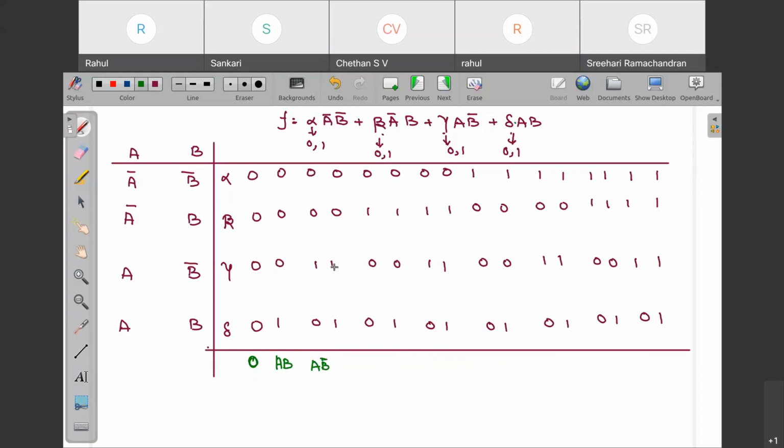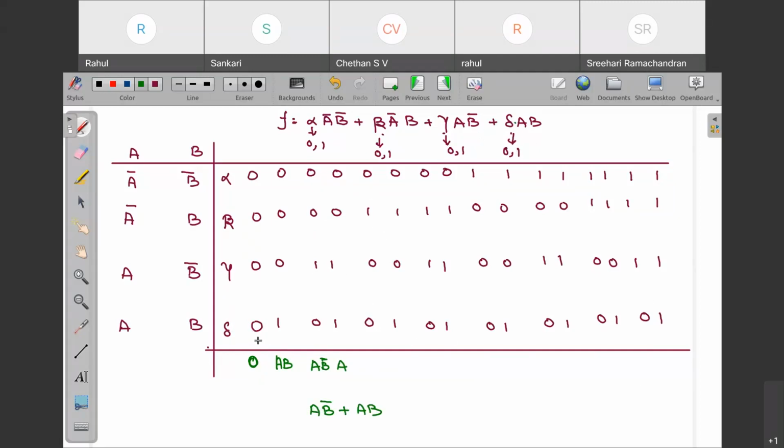Over here you can see that gamma is 1, delta is 1. So if you look at these two, it will come out to be A. This will be AB complement plus AB. You take A common, so that you will be getting A. Similarly, you can solve for all the functions.